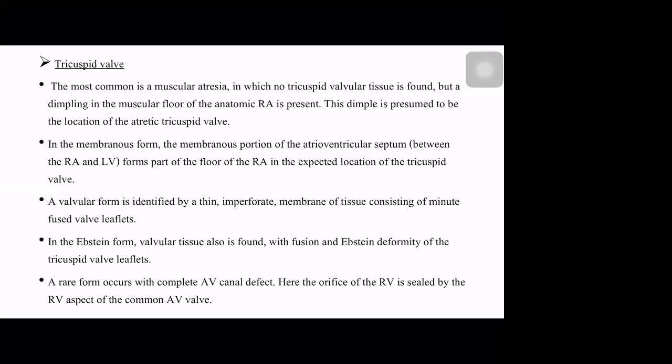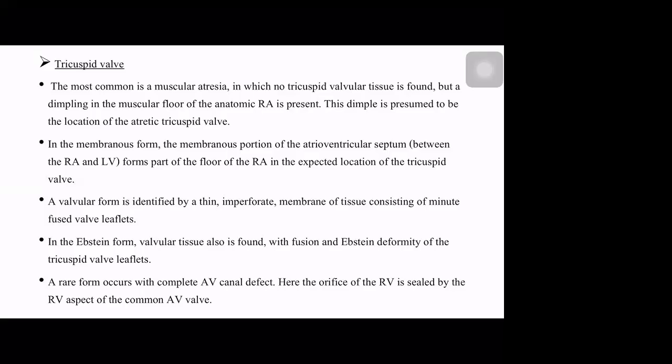So, what about the anatomical details of the tricuspid valve? In tricuspid atresia, we can see different anatomical varieties in the location of the tricuspid valve. The most common is muscular atresia, in which no tricuspid valvular tissue is found, but a dimpling in the muscular floor of the anatomic RA is present. This dimple is presumed to be the location of the atretic tricuspid valve.